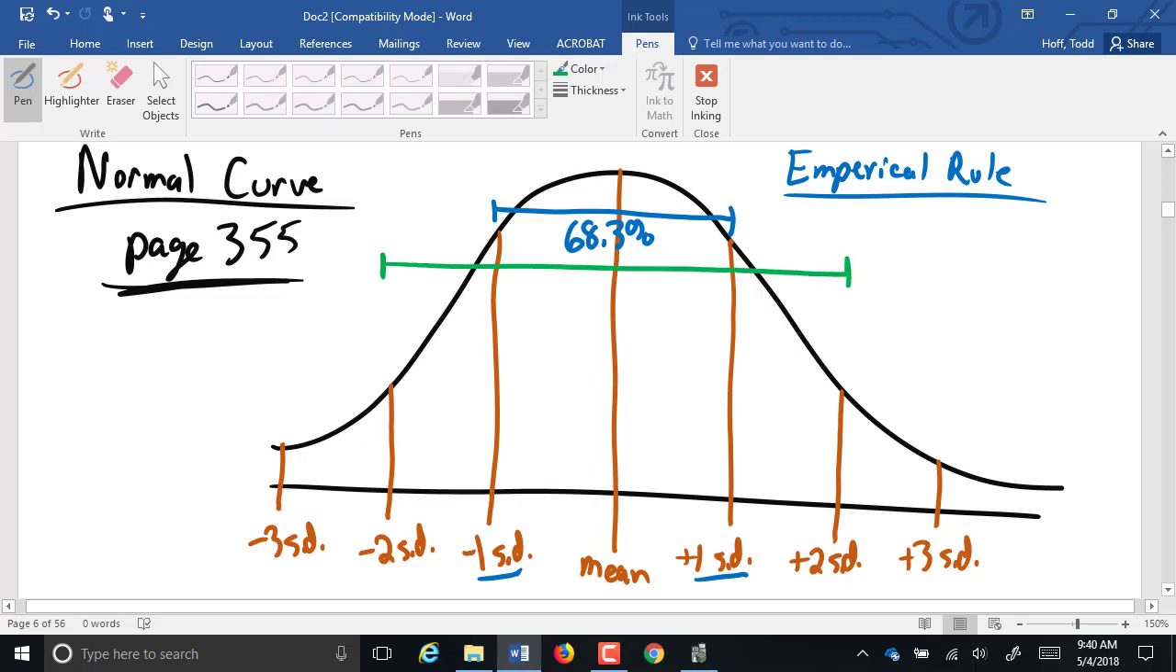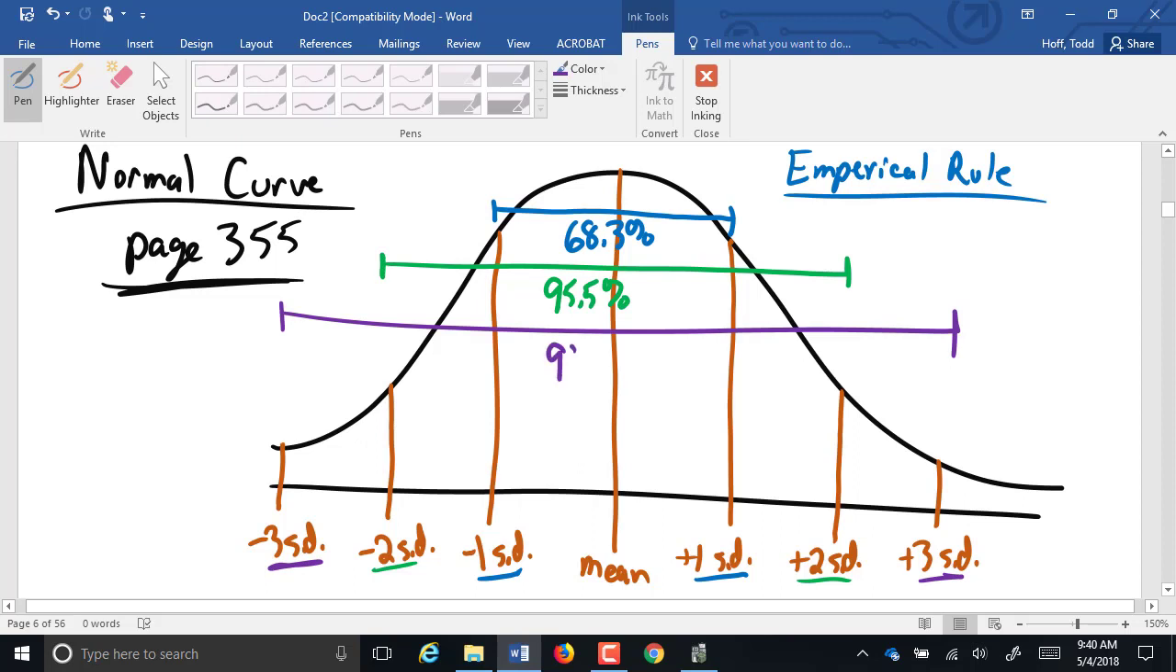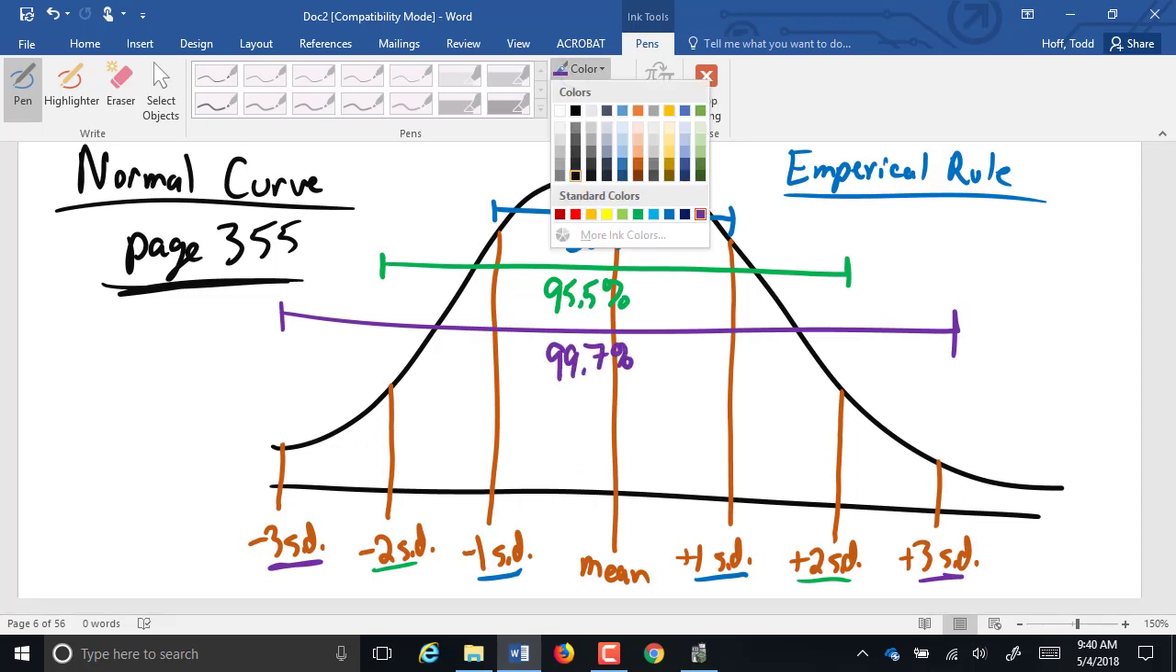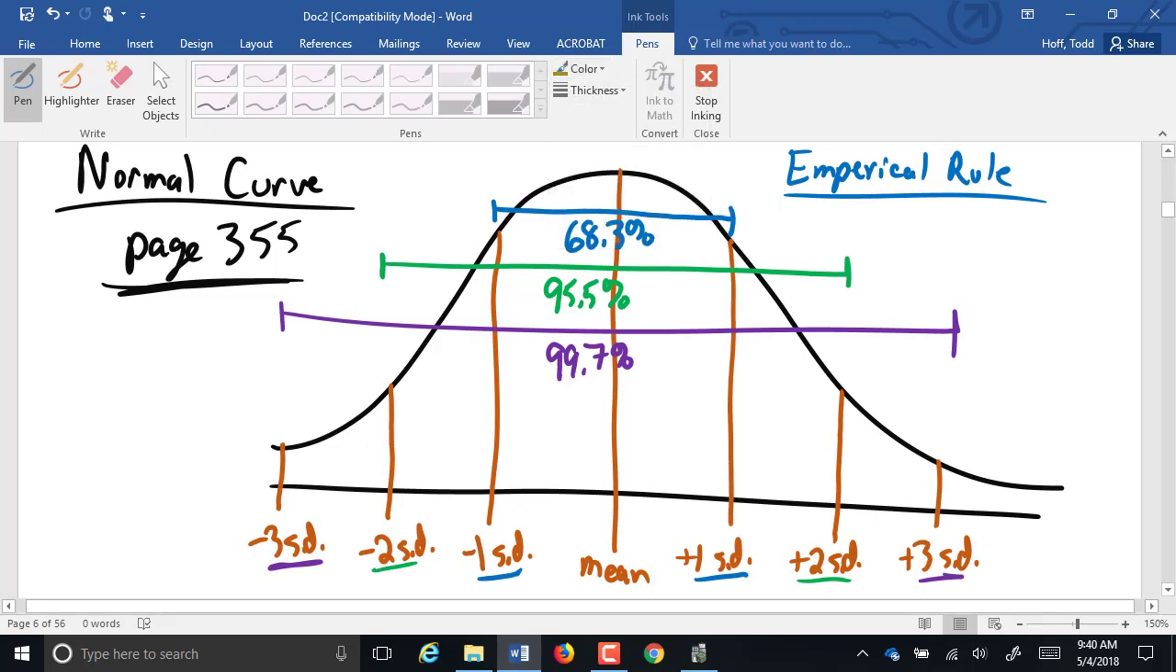From 2 standard deviations below to 2 standard deviations above, 95.5% of the data will fall in that range. From 3 standard deviations below to 3 standard deviations above, 99.7% falls in that range. So at this point, I'm guessing you got a little confused. What ranges? What do we mean by -3 to +3 standard deviations?